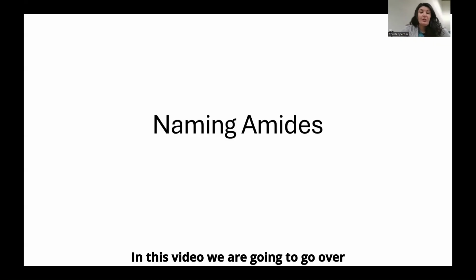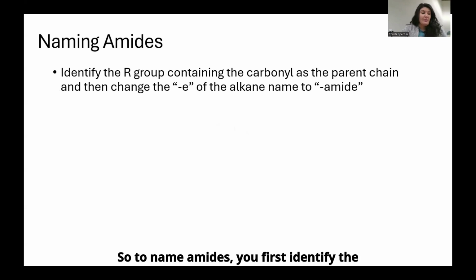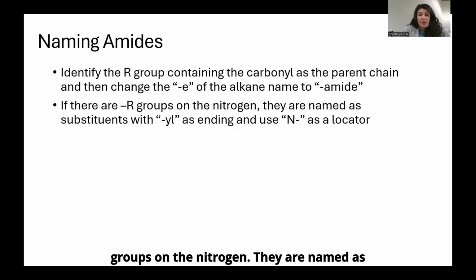In this video, we are going to go over naming amides. To name amides, you first identify the R group containing the carbonyl as the parent chain, and then change the E of the alkane name to amide. If there are R groups on the nitrogen, they are named as substituents with YL as the ending and use N hyphen as a locator.